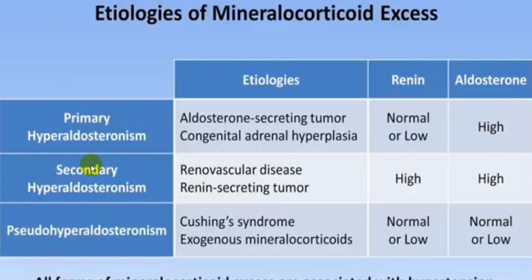So, primary hyperaldosteronism and secondary hyperaldosteronism. In secondary, usually we have renin high, aldosterone high. While in primary, we have aldosterone high, and renin normal or low. And in pseudo, we will have both low or both normal. All forms of mineralocorticoid excess are associated with hypertension. So if there is a mineralocorticoid excess, whether primary or secondary, you will have hypertension.